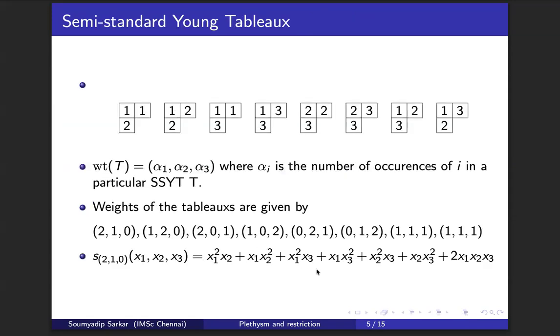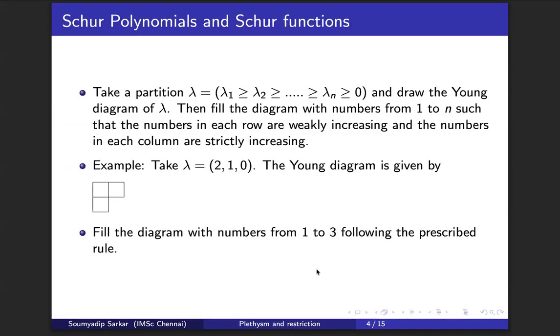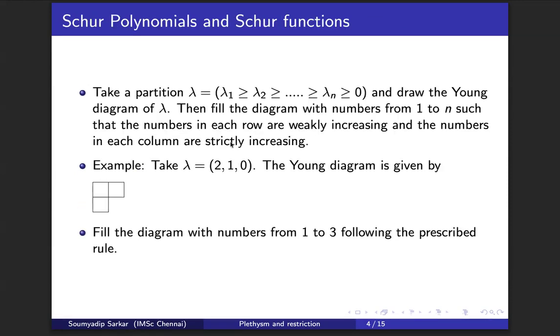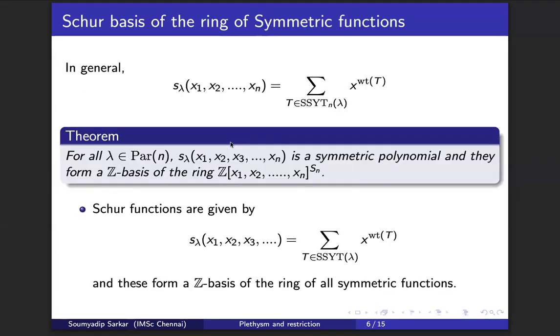So for example, if you have infinitely many variables, then you can fill this diagram by any integer, 1, 2, 3, 4, 5, whatever you want, but you have to follow the condition that on each row it is weakly increasing and on each column it is strictly increasing. And you will get your Schur function.